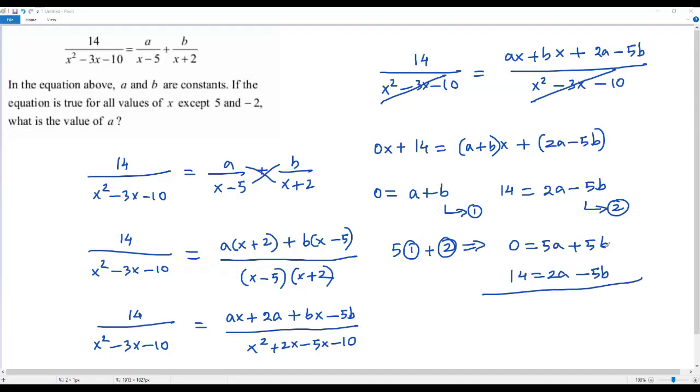So this is called the elimination method. 5b and −5b will cancel out. So 0 + 14, on the left side I'm getting 14. On the right side, when I combine 5a and 2a, I'm getting 7a. According to the question, we have to find the value of a. So to solve for a, we have to get rid of this 7, which is multiplied here. For that, we divide both sides by 7. When I do so, this 7 will cancel out. 14 divided by 7 is 2. On the right side, we have a. Okay, now I got the value of a. The value of a is 2.